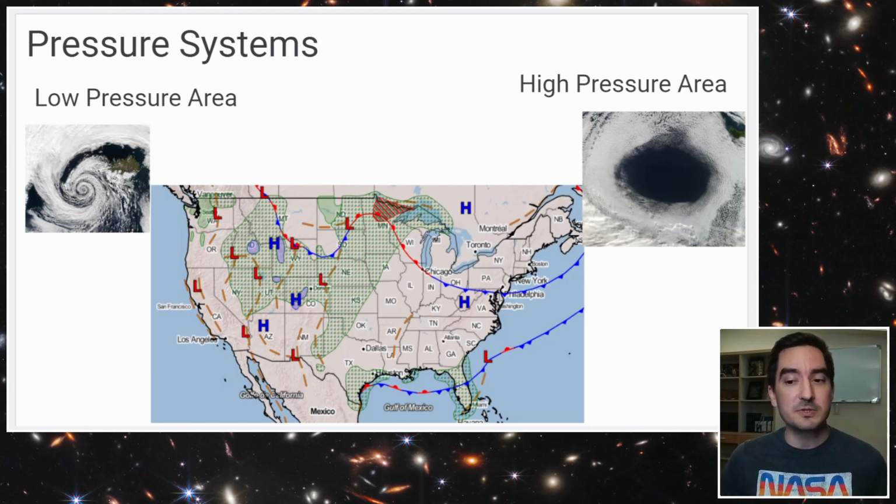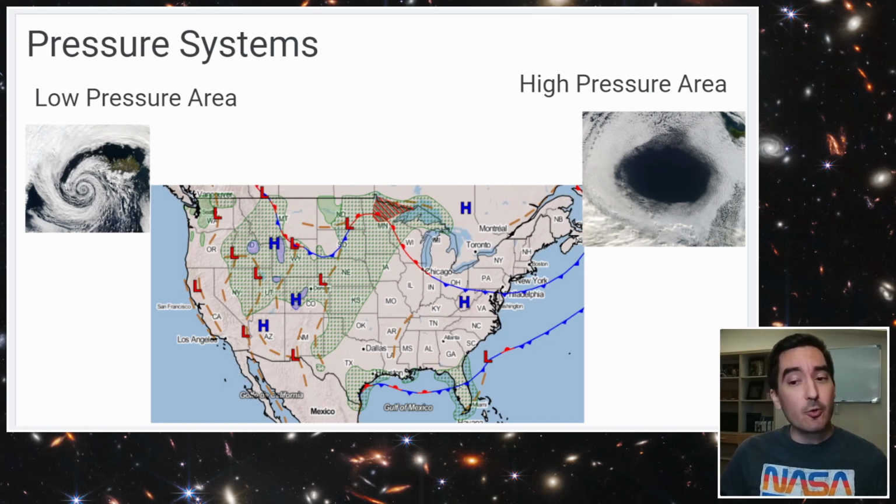If you watch the news, you'll see this kind of map with L's and H's and lines all over it. I've seen the weather here in Taiwan, but I forget, do they have L's and H's on the screen, or do they have other letters? You guys let me know.